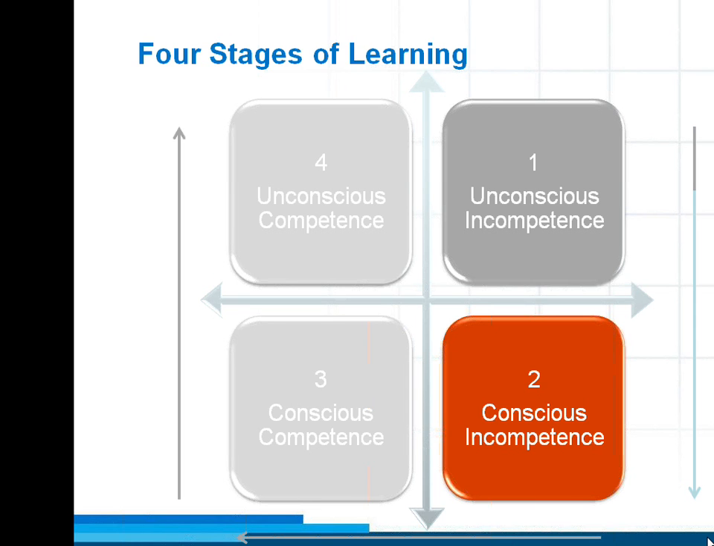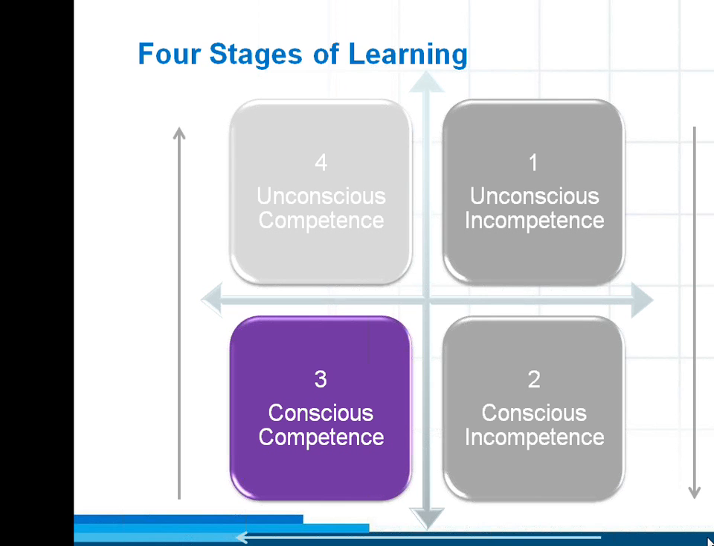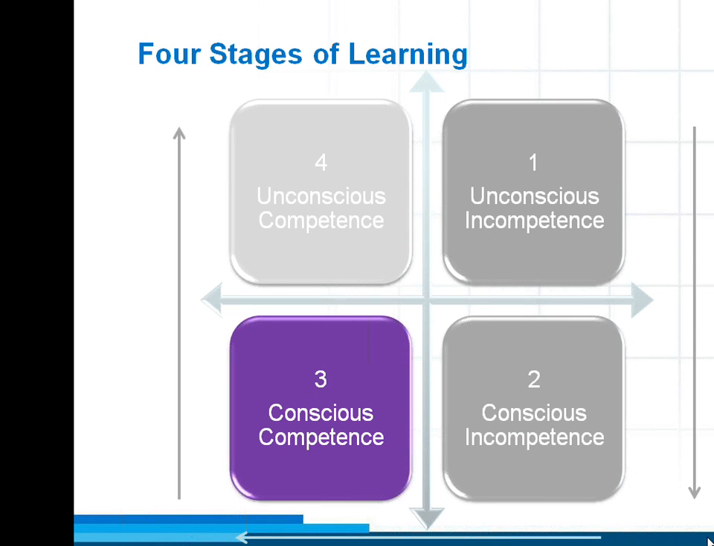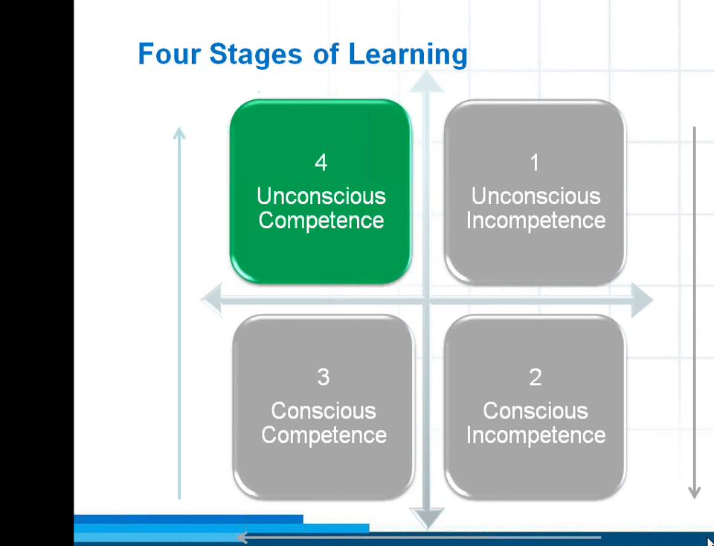And from stage 2, you move to conscious competence, where you initiate certain things, you start practicing, you start learning, and you are consciously practicing something. And eventually, you end up at the 4th level, which is unconscious competence. You are not aware, but you are expert at this level.